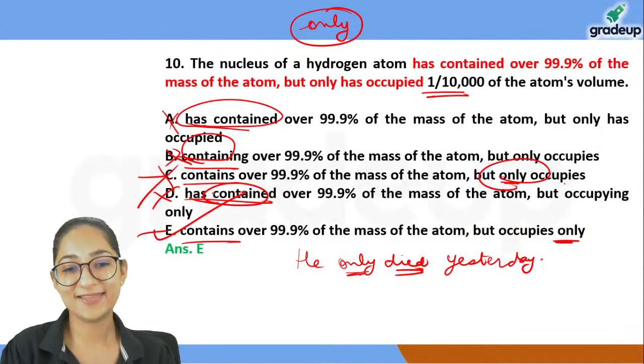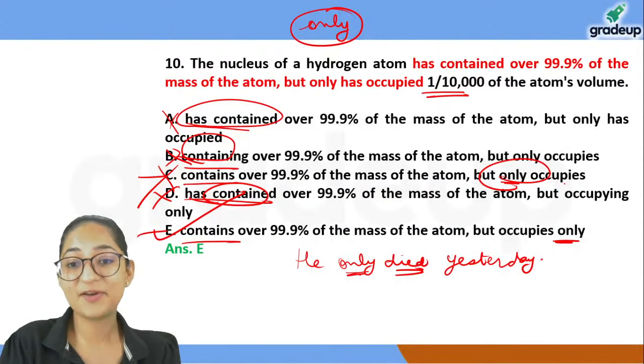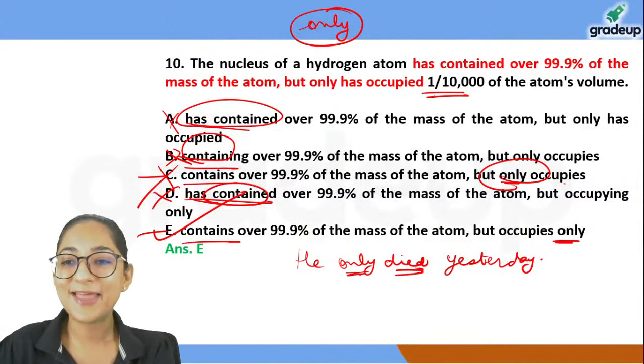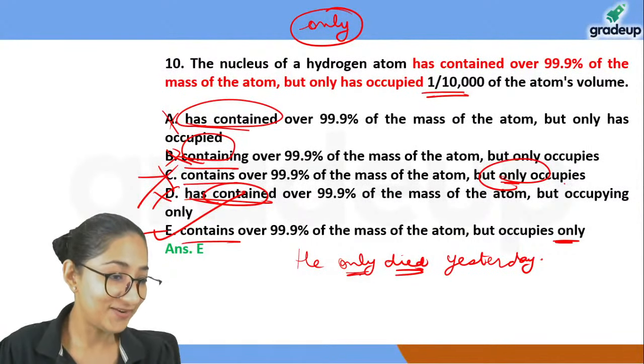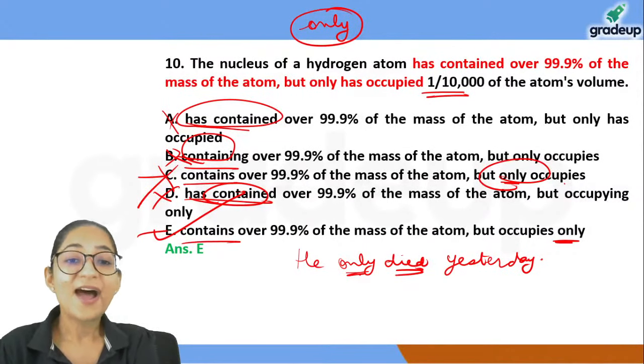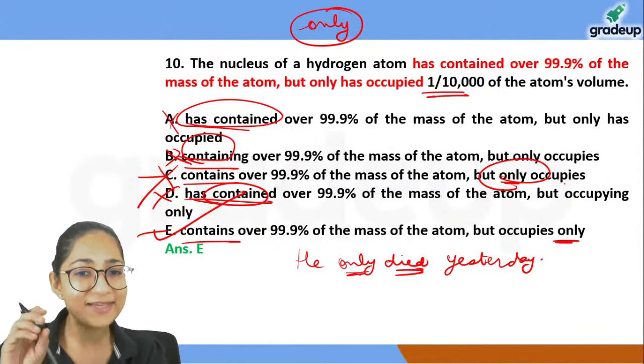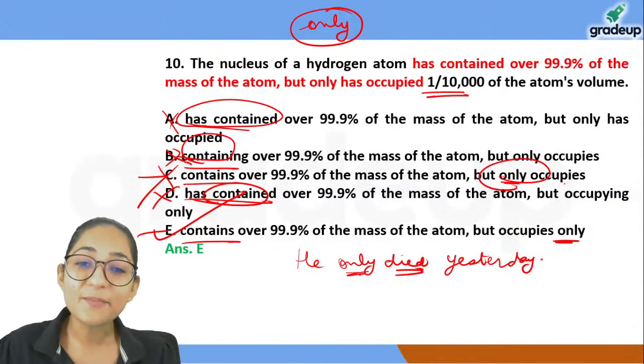Option E becomes the answer. It contains over 99% of the mass of the atom, but occupies only 1 by 10,000 of the atom's volume. Okay, so you thought that was correct, but I hope that now you are able to see the difference. Also, some people said B.